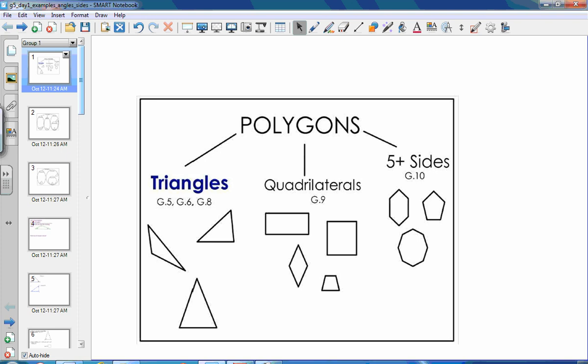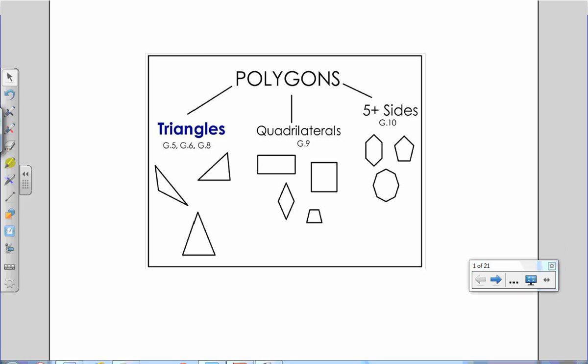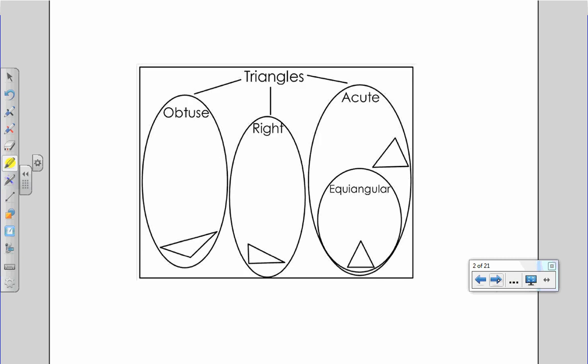Triangles have three sides. Polygon just means that it is a shape that is closed with straight edges, and a triangle is the most basic type of that. Three sides, three angles. You guys know a lot about triangles, so we're just going to go through this pretty quickly. There are three basic different types of triangles with respect to their angles.